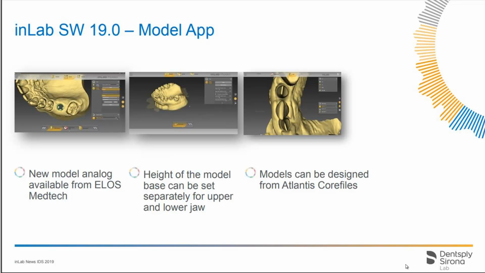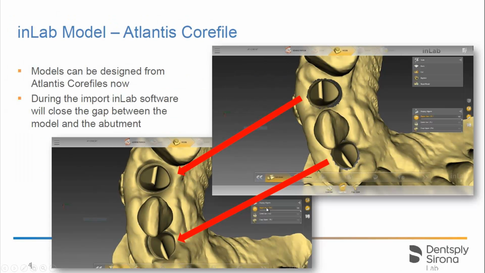And models can be designed from Atlantis core files now. So before, when we get an Atlantis core file, we were unable to make a model because the abutment was separate from the model. Now the inLab software closes the gap between the model and the abutment, and we can print those models.